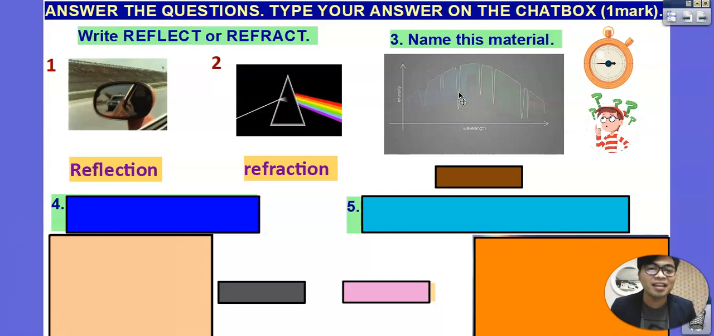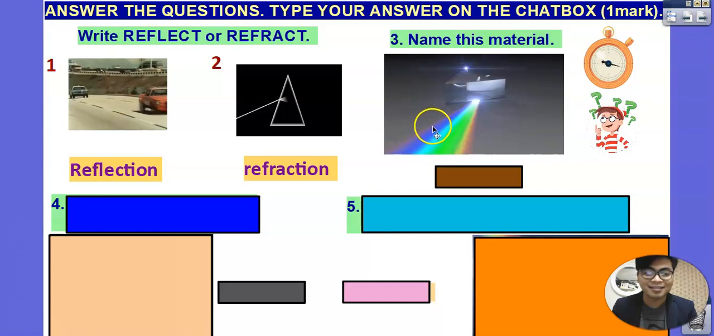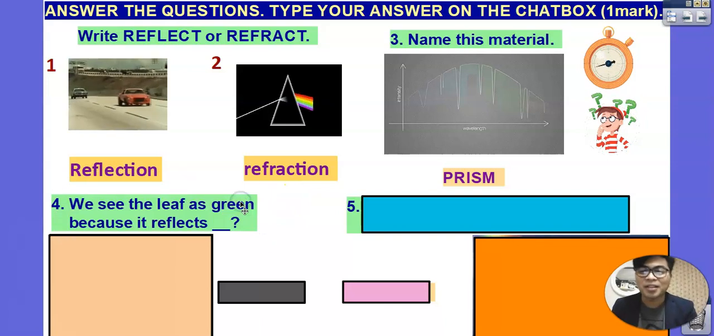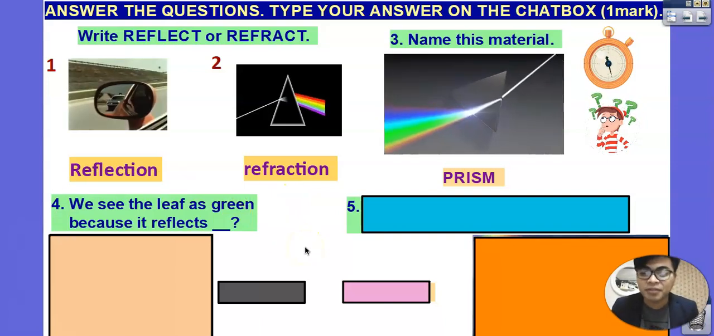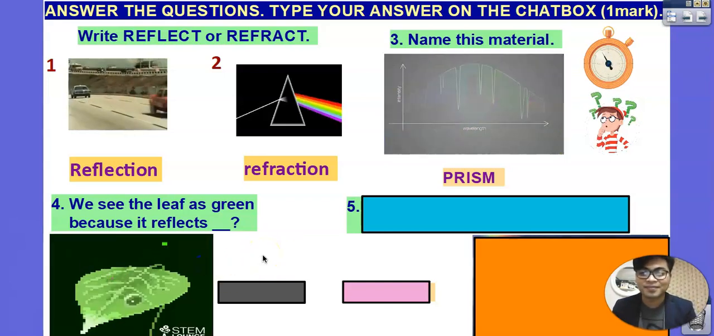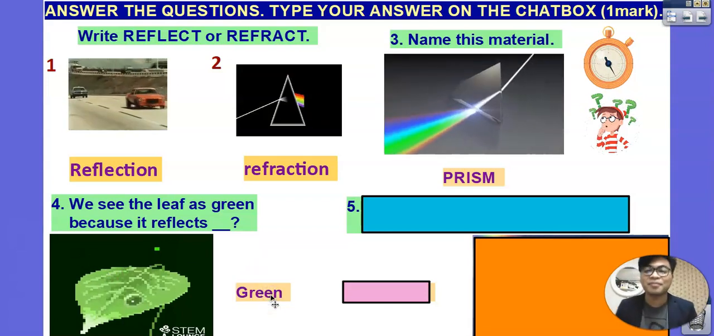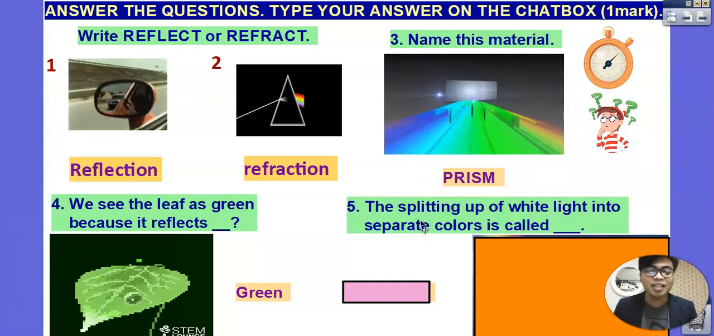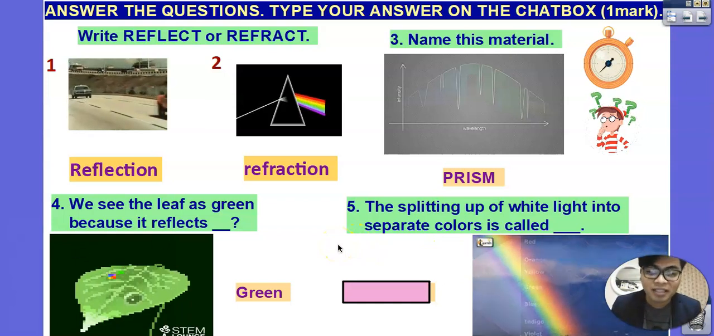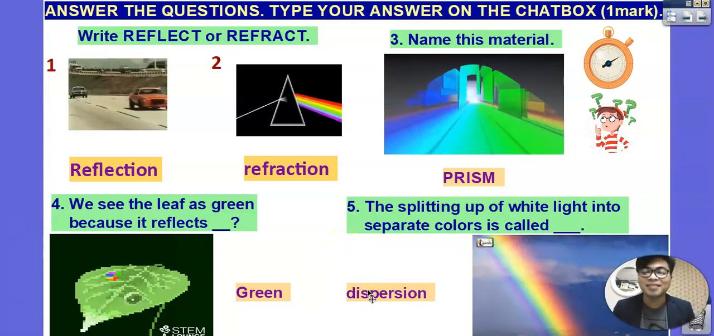Let's take a look at question number 3. Name the material that I have in here. What do you call this material? Exactly, we call this a prism. Question number 4. We see the leaf as the color green because it reflects what color? Exactly, it reflects the color green, and it absorbs all the other colors. And lastly, the splitting up of white light into separate colors, just like the one in the rainbow. What do you call this process? This process is simply called dispersion.